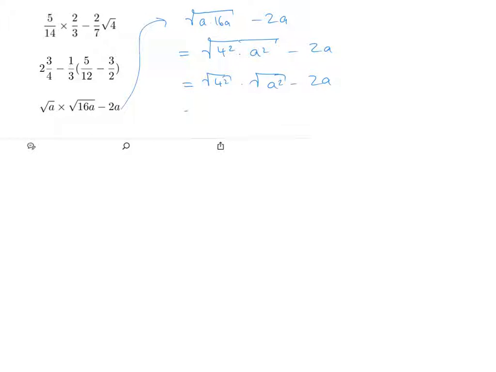And let's move to the last exercise here. So this one I can rewrite as square root of a times 16a minus 2a, and this I can rewrite as 4 squared times a squared minus 2a. So this is then the square root of 4 squared times the square root of a squared minus 2a. And this is then just 4 times a minus 2a, so this would be 2a.